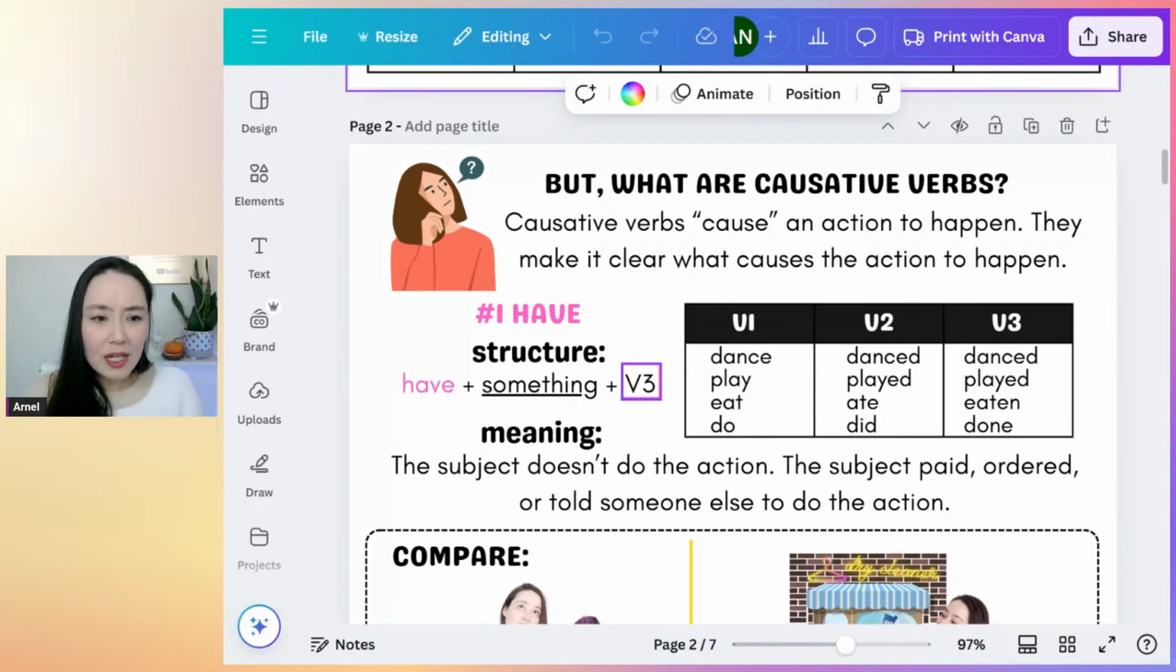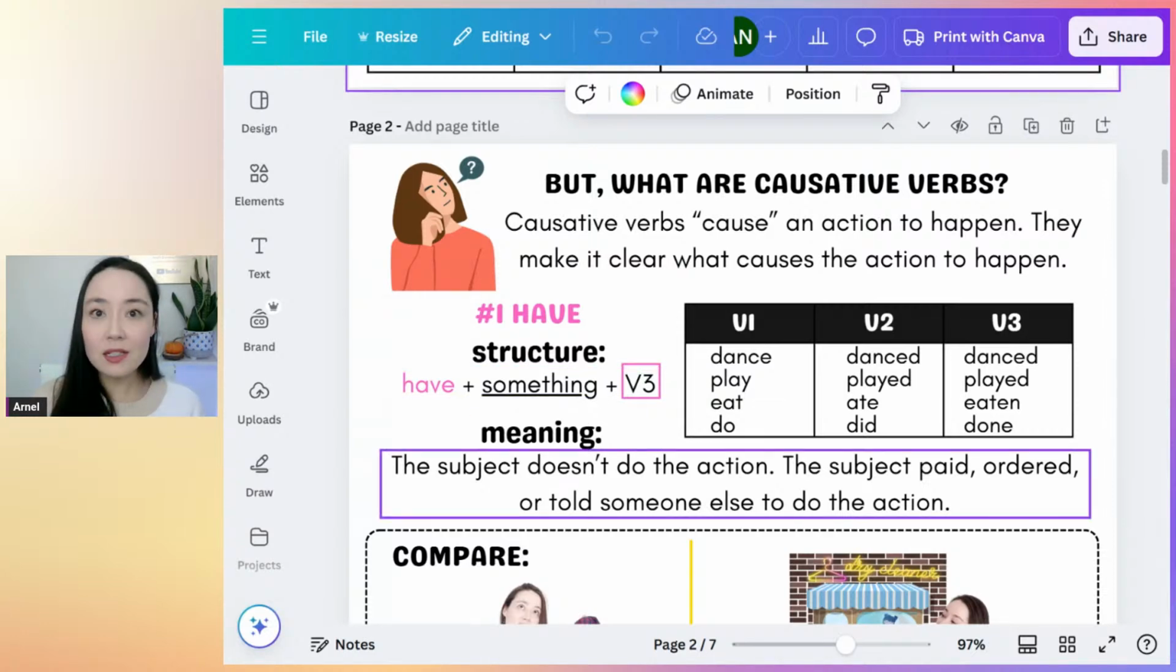Okay, so you can see the structure, but what does this mean? The subject doesn't do the action. The subject paid, ordered, or told someone else to do the action. A different person does the action. Good.